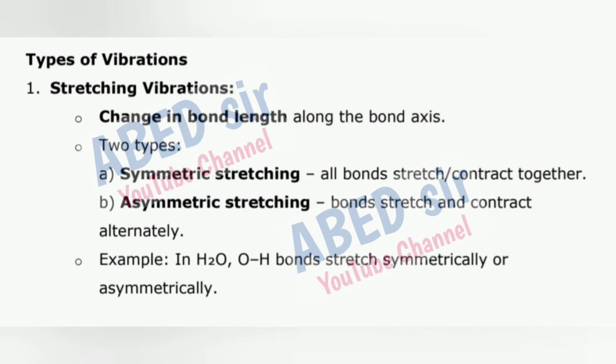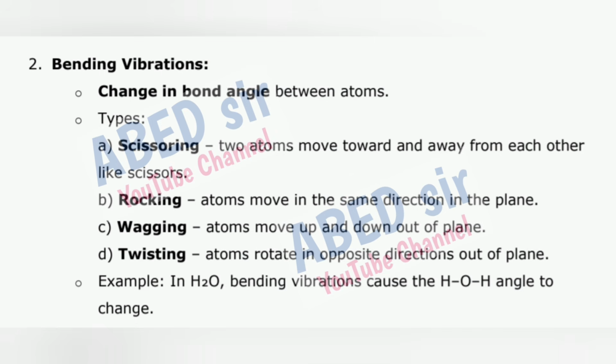Symmetric stretching: all bonds stretch and contract together. B. Asymmetric stretching: bonds stretch and contract alternately. Example, in H2O, the O-H bonds stretch symmetrically or asymmetrically. 2. Bending vibrations: change in bond angle between atoms.